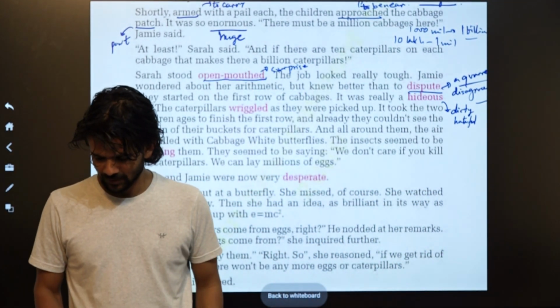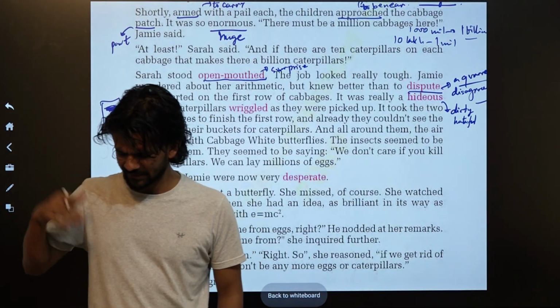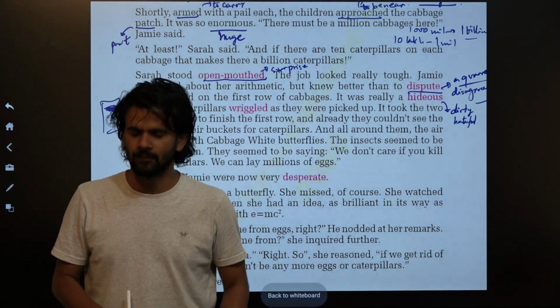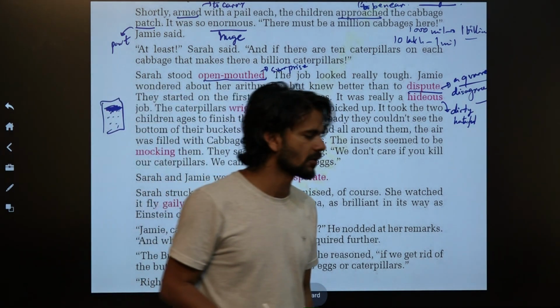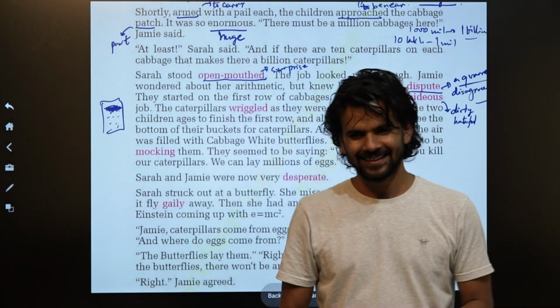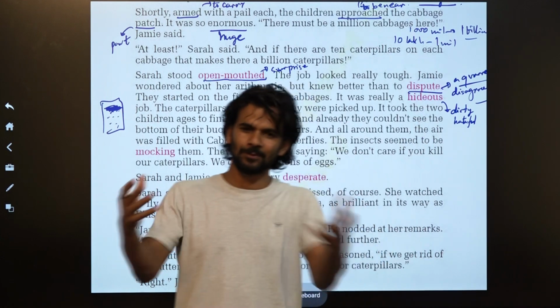So the job was hideous. There were so many caterpillars and white butterflies flying around. The air was filled with white butterflies. The insects seemed to be mocking them. To mock means to make fun. You fellows are picking some caterpillars. We are here. We'll produce some more.